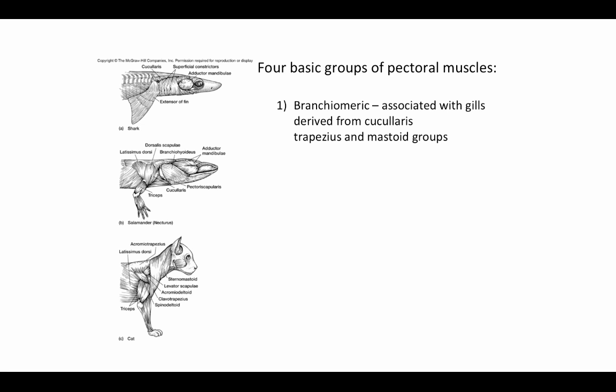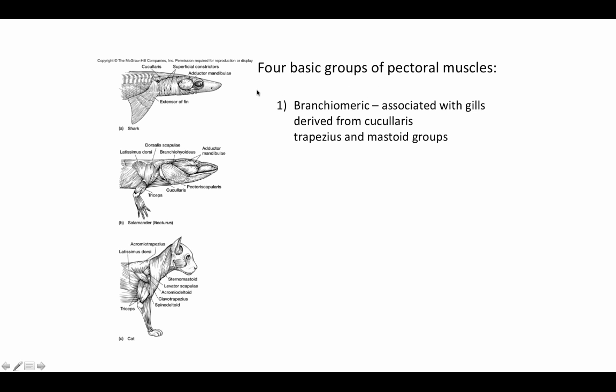But it turns out that it's not just those abductors and adductors of the fins in fish that are going to contribute to the appendicular muscles. We actually get contributions from other muscle groups into the appendicular group. So we're going to define appendicular muscles as any muscle that has any attachment, either origin or insertion, on the bones of the appendage. First of all, we have contributions from branchiomeric muscles.